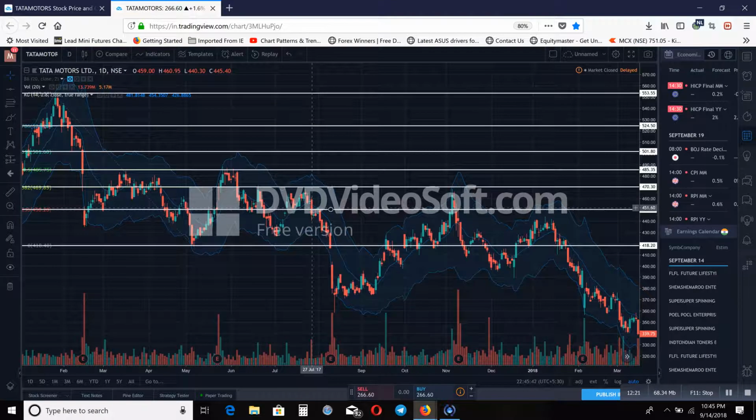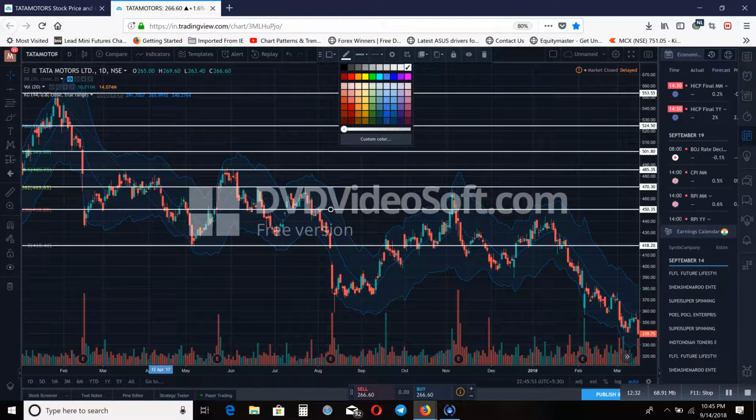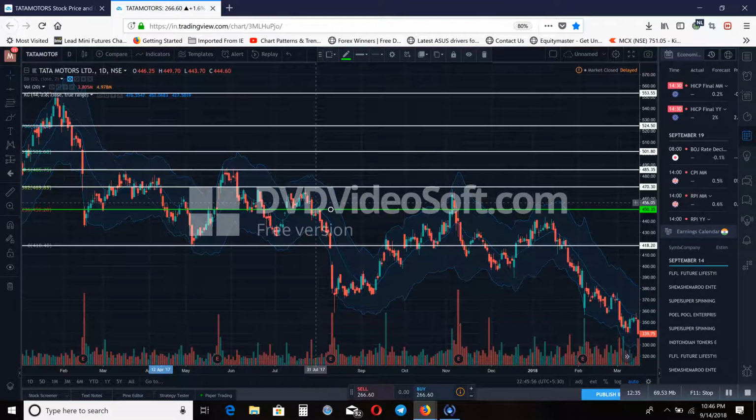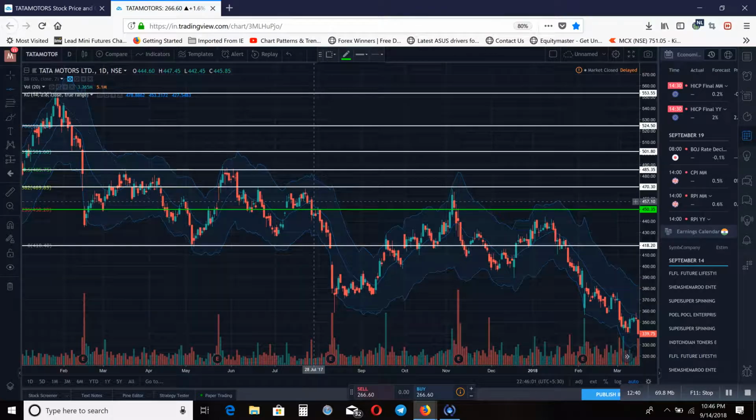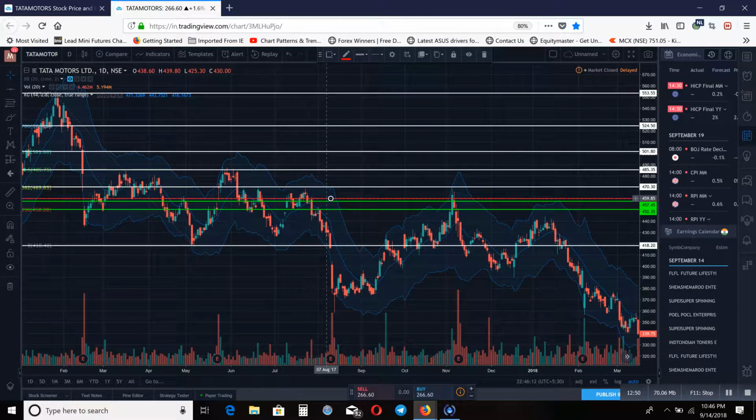So this is my stop loss position. Going by the general philosophy of the Fibonacci retracement, I put my target at 417. But in addition to that, I also wait for the prices to come above the central value.